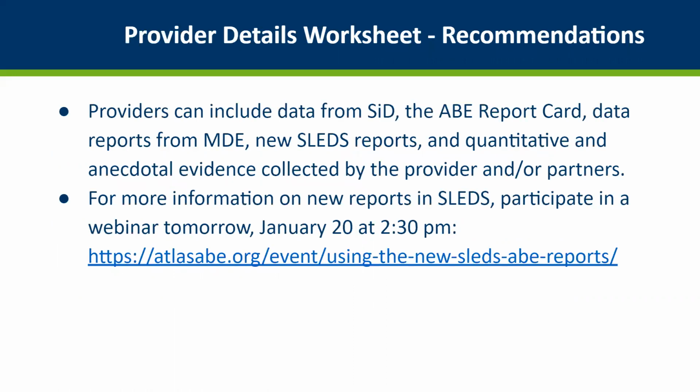And then just some recommendations on this provider details worksheet. Some ideas for where you might get some of this data from. Certainly take a look at your data in SID. You may also look at the ABE report card and other data reports that have come out of MDE, the currently being rolled out SLEDS reports, and also other data, either hard quantitative data or more anecdotal, story-based evidence that you have collected locally in your own adult education programming, maybe potentially also with partner entities that are also working with your learners. So all of those might be potential sources of data.